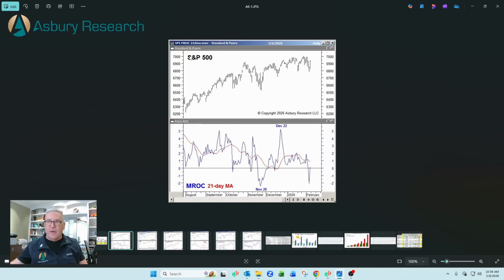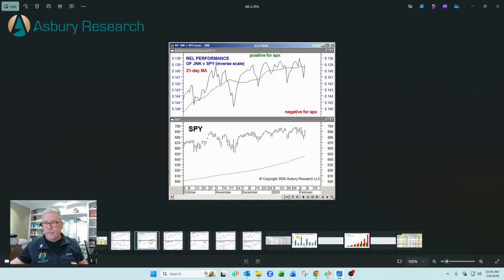This is the S&P 500 up top. This is the monthly rate of change in the S&P 500. You can see that's still negative. It dropped hard here last week, and even though we had the big up day on Friday, it is still negative. It's underneath its 21-day moving average. Why the 21-day, John? 21 days is a business month, and that's our tactical time period.